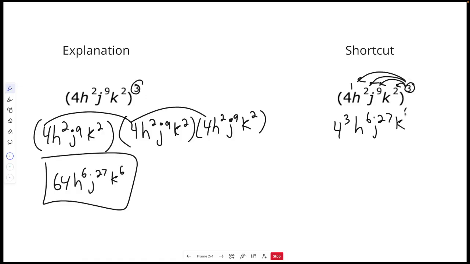k to the 6th. And then 4 to the 3rd is just 4 times 4 times 4, right? This is just 4 times 4 times 4, which gives us the 64, h to the 6th, j to the 27th, k to the 6th. All right, same answer, and there's the reason.